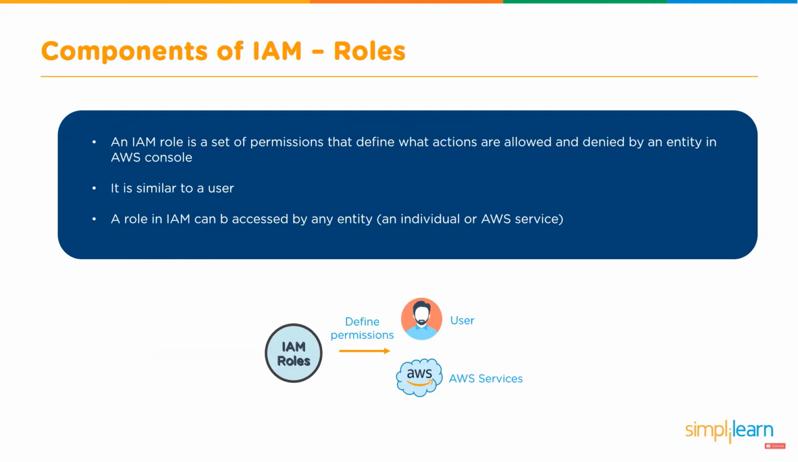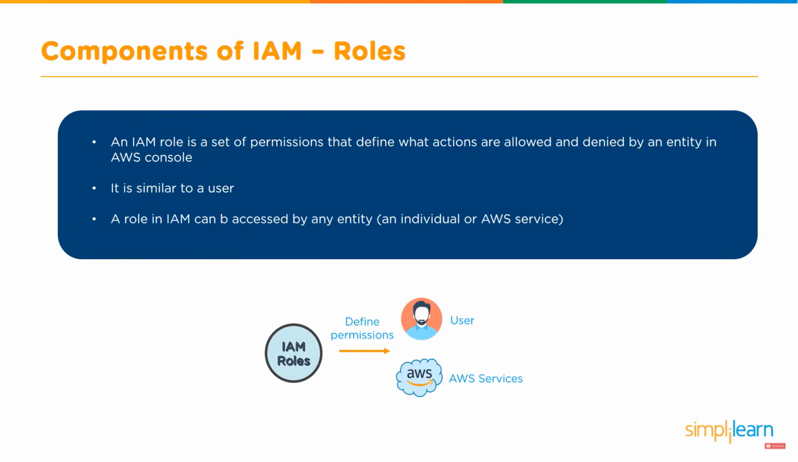User permissions are hard-coded, but the role permissions are accessed by any entity, be it a user or an AWS service, and moreover, the role permissions are temporary. On the other hand, user permissions are permanent. So in detail, a role is very similar to a user in that it's an AWS entity with permission policies that determine what the identity can and cannot do in AWS.